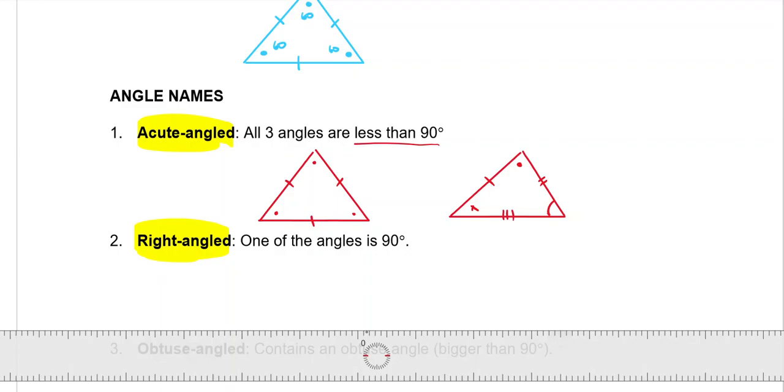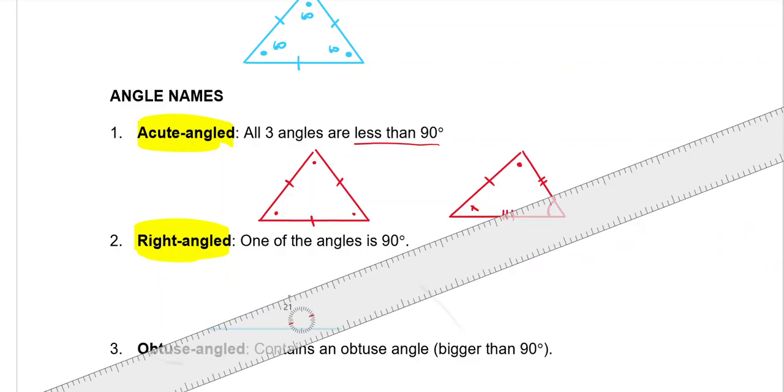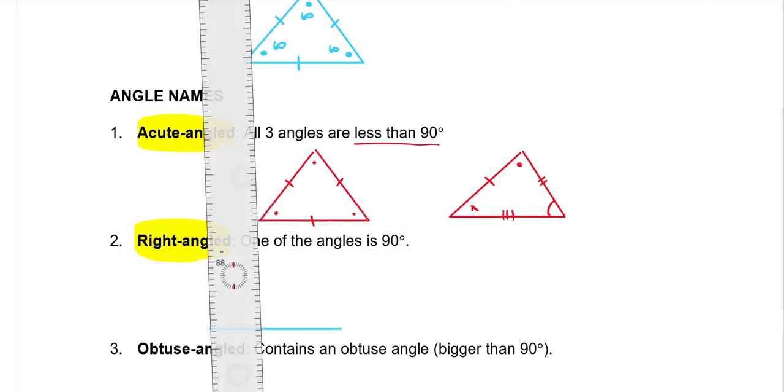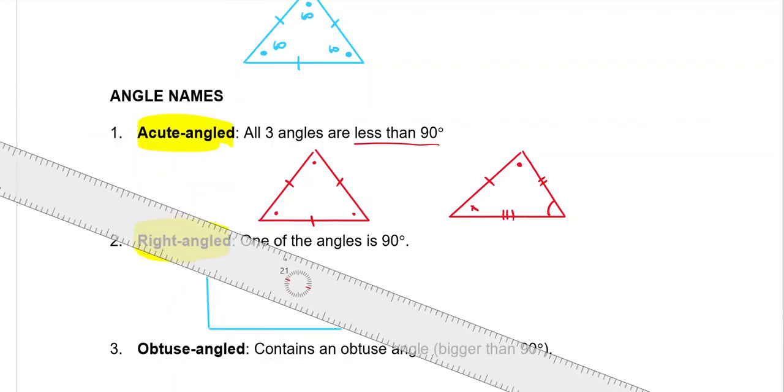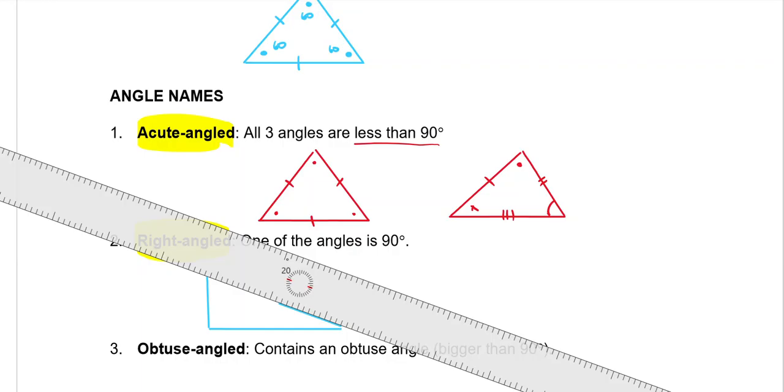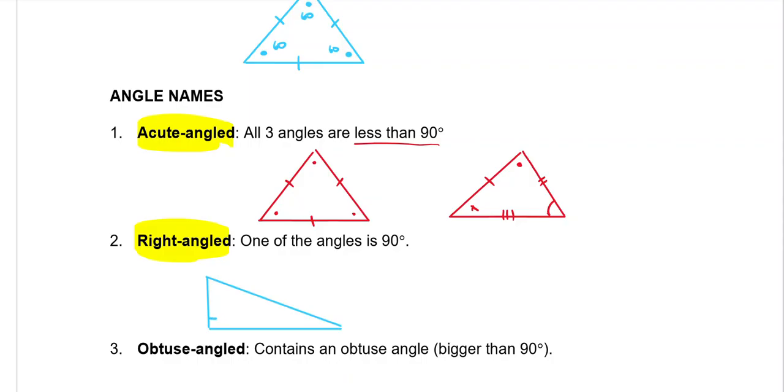Okay, so I could draw a scalene one with one big long side, one much shorter side, and then this would be my right angle down the bottom here. So these would be all three different side lengths with one right angle in it.